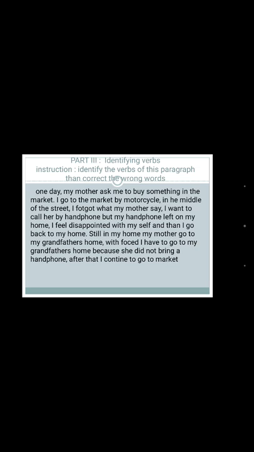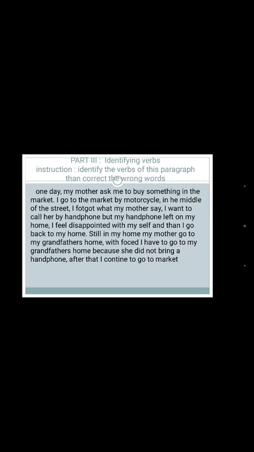For example, "One day my mother asked me." Ask is verb 1, while simple past tense uses verb 2. So they have to correct: "One day my mother asked me to buy something in the market."